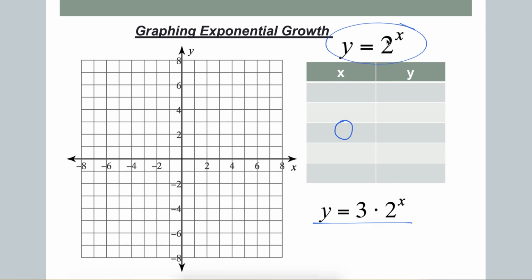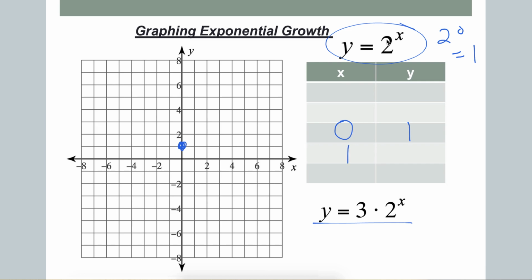So if we plug in 0 for x, 2 to the 0, well, we know anything to the 0 power is just 1. So 0, 1 would be 1 point. So we can plot that. Oops, sorry, 0, 1 should be here. Okay, so let's keep going.